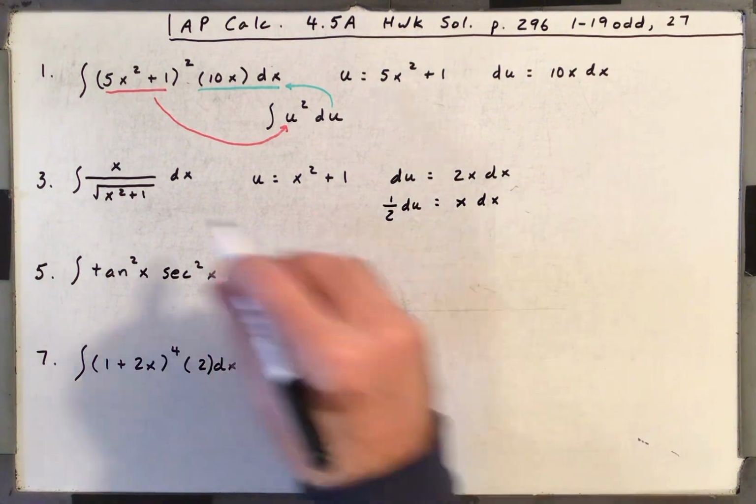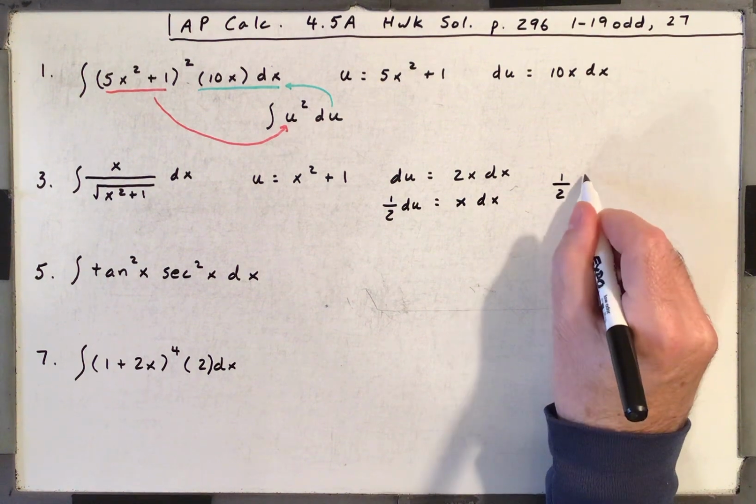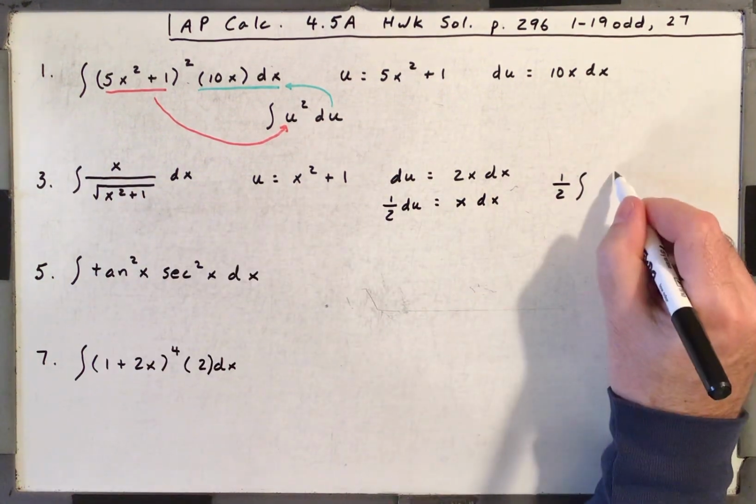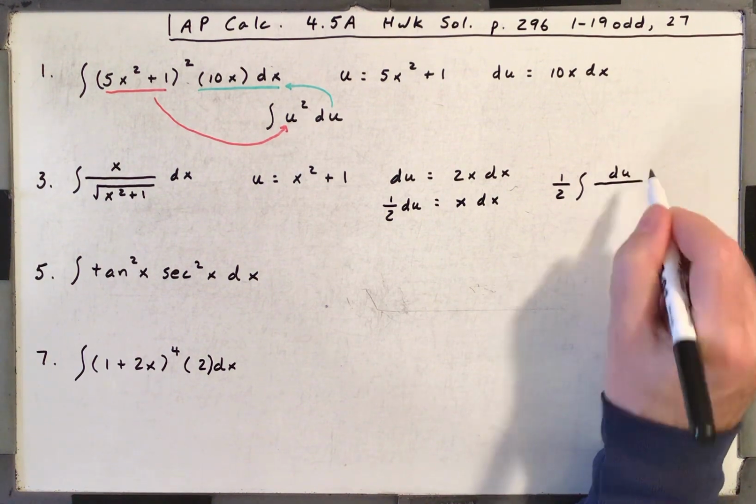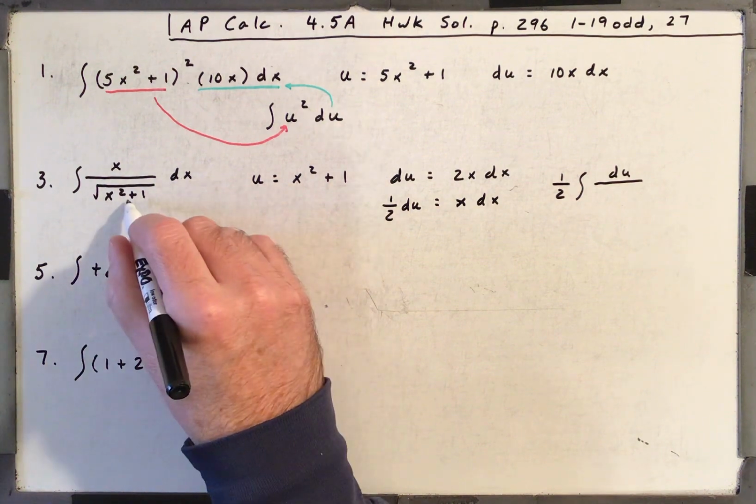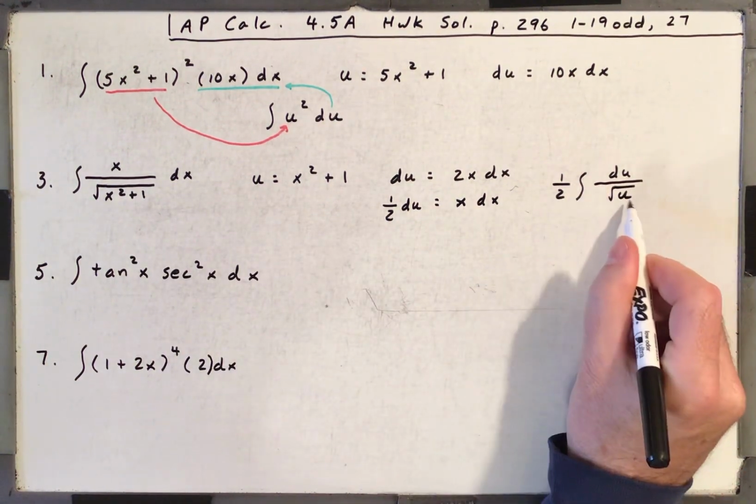But now to rewrite this integral in terms of u, we would pull that 1/2 out front, and then x times dx is du, so that's on top, right? X times dx is just du. And then over the square root of u. And then you could integrate that easily.